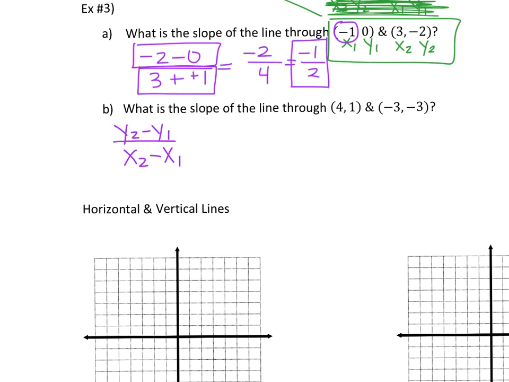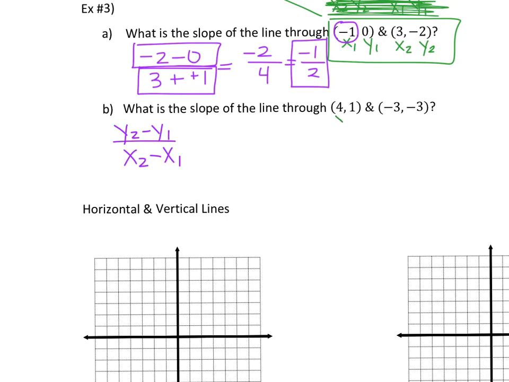Did you get an answer? What'd you get, Izzy? I'm going to simplify it. Well, you can't simplify anymore because it's prime. -4 over -7. Okay. Anybody else get an answer? 4 over 7? -4 over -7. Okay, so let's work it out.